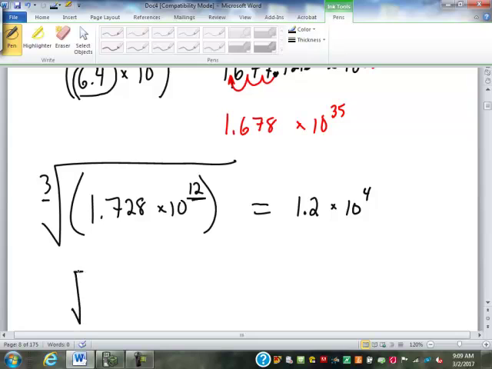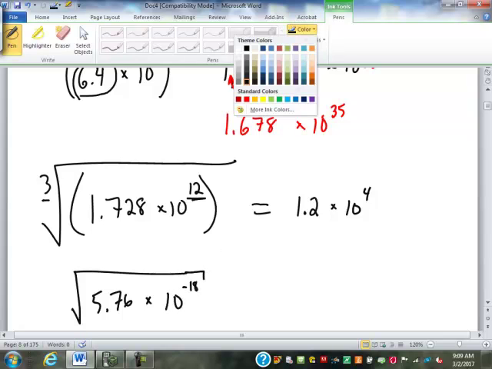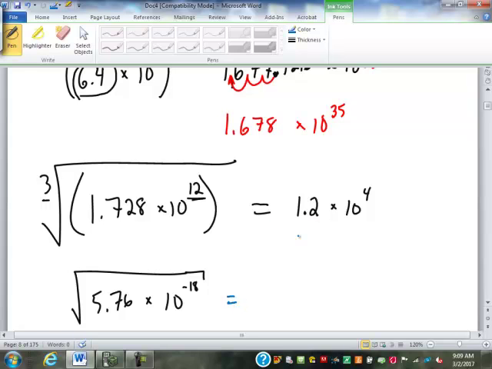So let's say it's just a square root. So let's say we have a square root of 5.76 times 10 to the -18th. Well, we have to do the square root of 5.76, which is going to be 2.4. What do we do to the power of 10? Same thing. It's a square root, which implies there's a 2 here. So negative 18 divided by 2 is negative 9. Happy stuff?